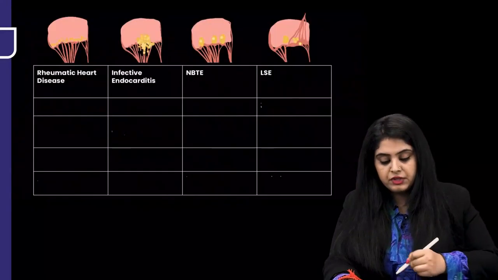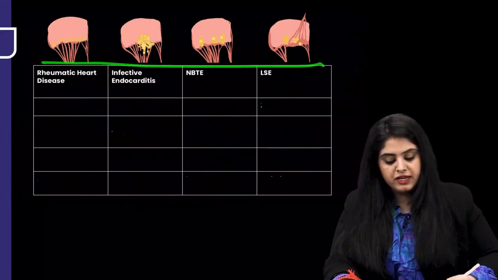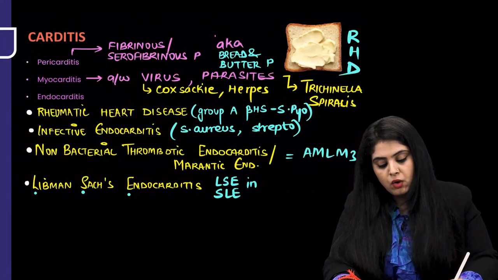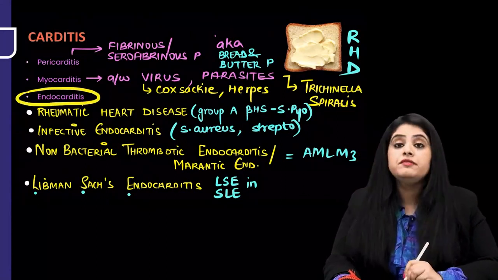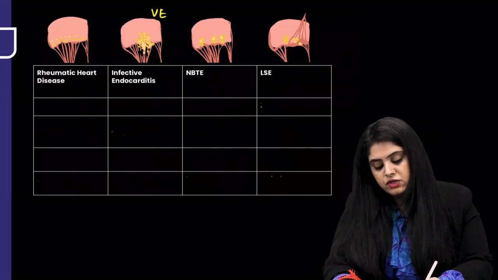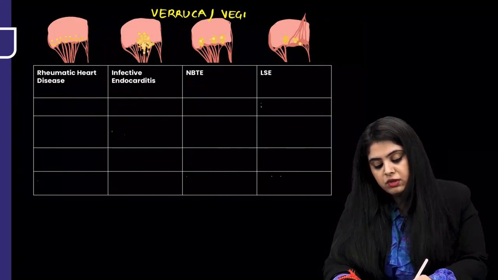So now it's important that you look at the vegetations. Whenever I say endocarditis, any endocarditis on this planet, all of them are going to have something called vegetations. So all these yellow dot things that you're seeing everywhere are said to be vegetations or verrucae. So let's get going. First one is rheumatic heart disease.